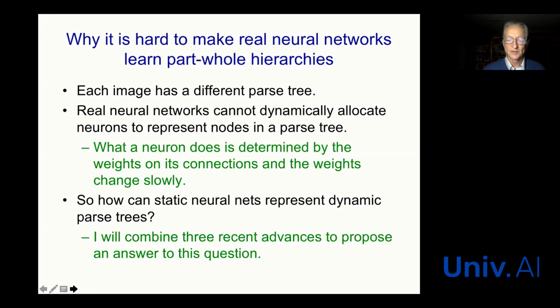And there's a basic problem, which is every time you see a new image, you get a new parse tree. It might contain a different number of objects related differently with differently related parts. And so somehow you have to be able to represent this parse tree in a neural net. And I'm actually interested in how you would represent it in the real brain. And here's something we know about the real brain, at least we think we know. What a neuron does is determined by the weights of its connections, and those can't change rapidly. So what you can't do is dynamically on the fly, when you see an image, grab a bunch of neurons and say, okay, you neurons will represent this node, and these other neurons will represent that node. You can't dynamically assign neurons to tasks like that. What a neuron does is determined by its weights, and that's what it's good for. So the question is, how can a static neural net represent a parse tree which is different for every image? And that's the basic question this talk is designed to answer.